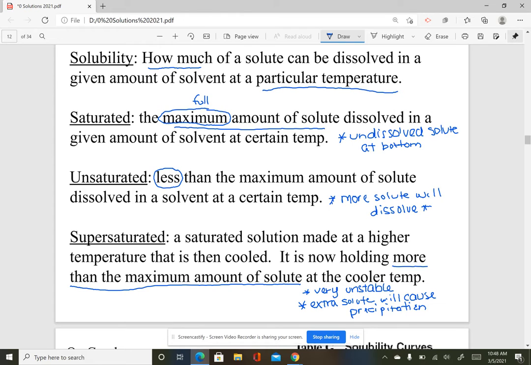All right. So as far as looking at solutions go, it's always easy to tell a saturated solution because it will always have stuff sitting at the bottom. Unsaturated and supersaturated, there's no way to tell them apart by looking at them because everything is dissolved. What you'd have to do is the extra solute test. If you put in extra solute and it dissolves, you know you had an unsaturated solution. Whereas if you put in extra solute and everything comes falling out, you know it's supersaturated.